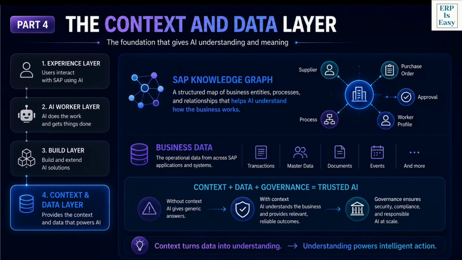Finally, part 4, the context and data layer. Now let's talk about what might be the most important layer of all, context. Because here's the reality: AI is only useful if it understands the business.